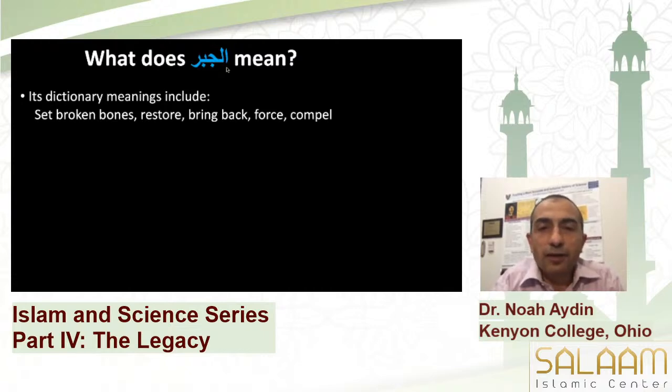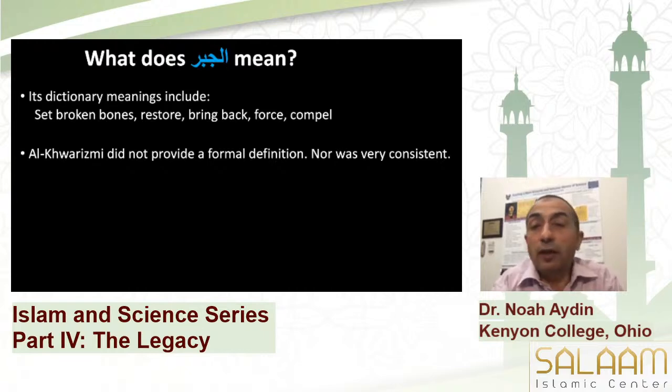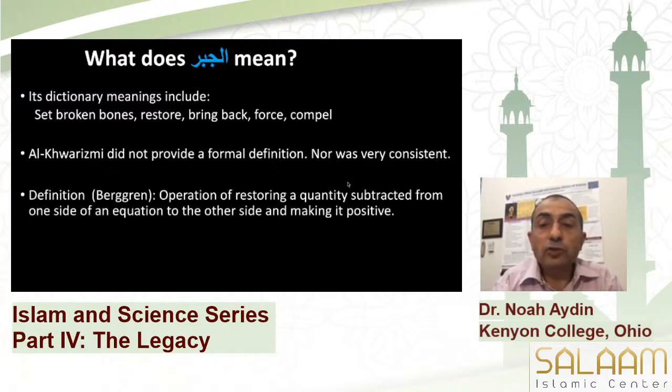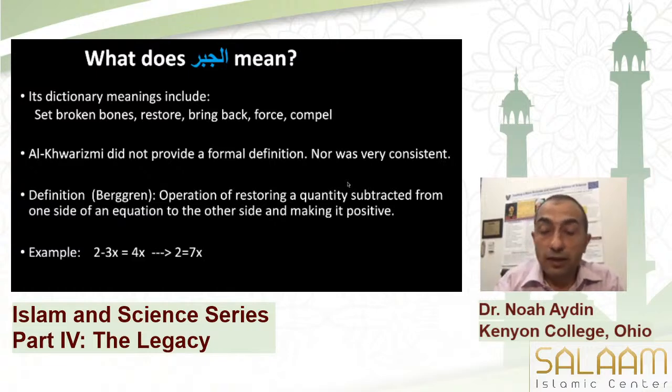What does that have to do with the technical mathematical meaning? Even though al-Khwarizmi did not give a formal definition for it, its meaning is restoring a quantity that is subtracted on one side of an equation, restoring it on the other side as a positive. For example, in this equation here, 3x is subtracted on the left side of the equation. We restore it on the other side as positive, so that other side becomes 4x. Or we can also think of it as 3x sitting on the wrong side. We force it to go to the correct side, as positive, right? That is the operation of algebra. Transforming this equation from this form to this form is the operation of algebra.